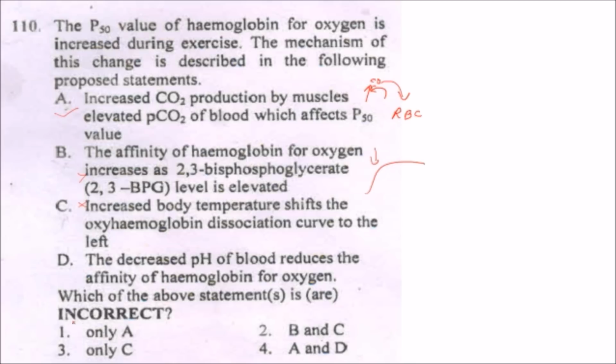And here we have to point out the incorrect statement. So the incorrect statements are B and C, because D, the decrease in pH of the blood reduces the affinity of hemoglobin for oxygen, is true.